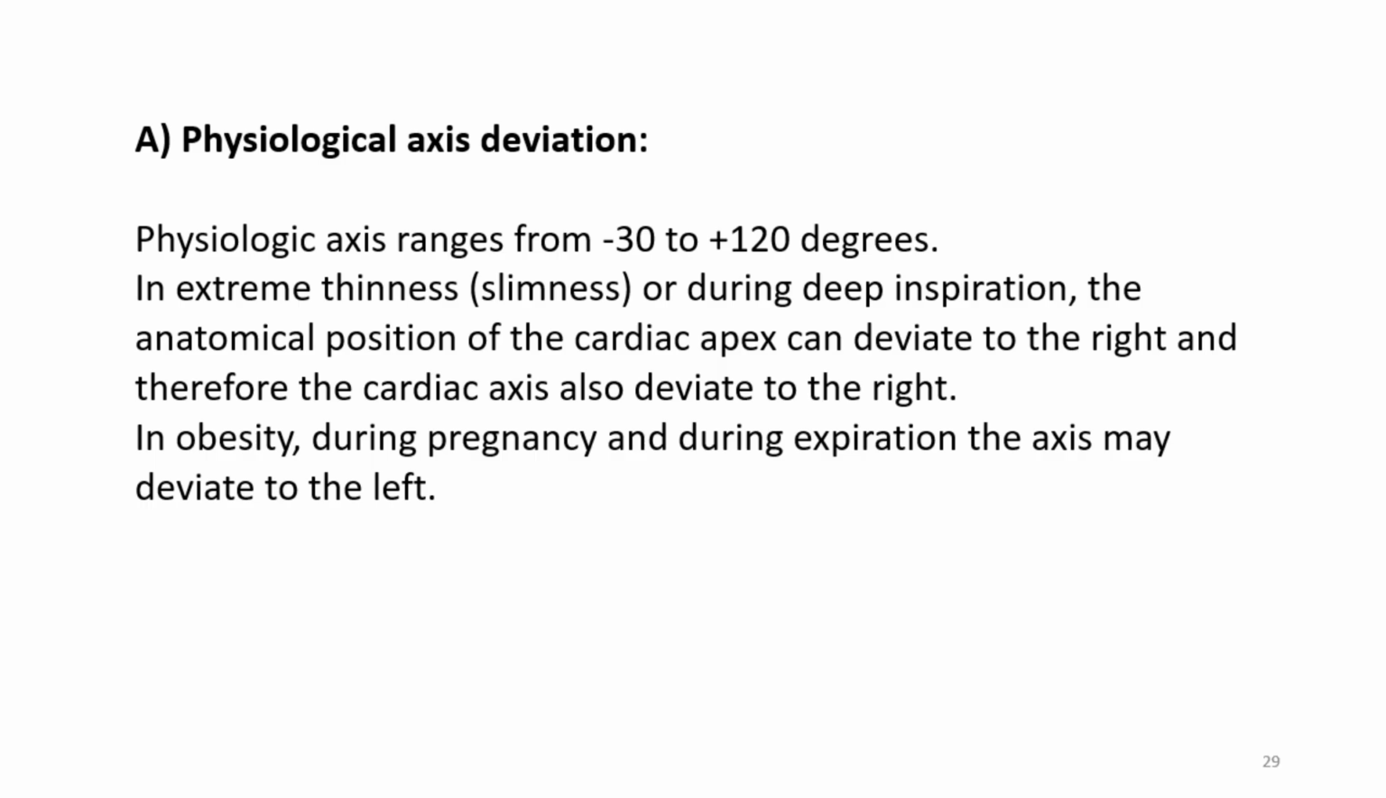Physiological axis deviation. Physiological axis ranges from minus 30 to plus 120 degrees. In extreme thinness or during deep inspiration, the anatomical position of the cardiac apex can deviate to the right, and therefore the cardiac axis also deviates to the right. Whereas in obesity, during pregnancy and during expiration, the axis may deviate to the left.